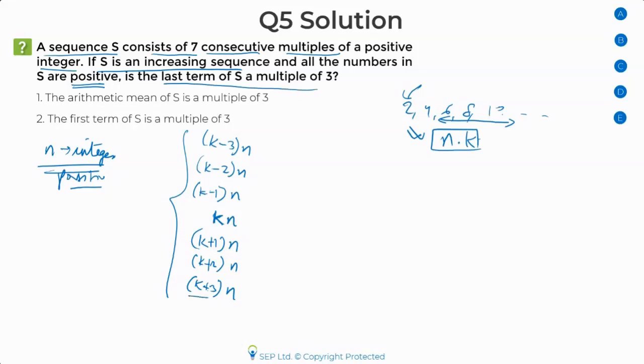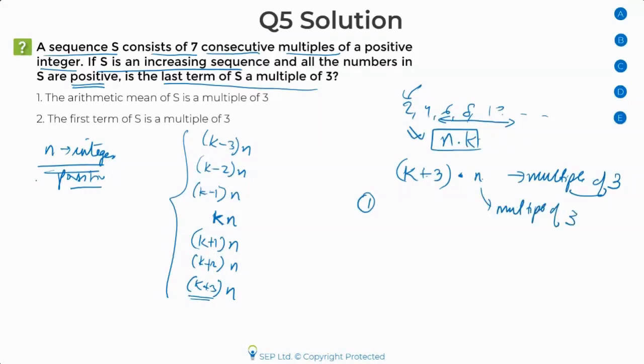Now, if I look at my last term, what I need to find out is whether k plus 3 multiplied by n is a multiple of 3 or not. Before jumping onto these statements, what I prefer to do is make certain inferences. For this whole thing to be a multiple of 3, one scenario which is possible is that n is a multiple of 3. For example, if n is 9, then all the multiples I've written here would be a multiple of 3. I don't care what k is. So n could be a multiple of 3 itself.